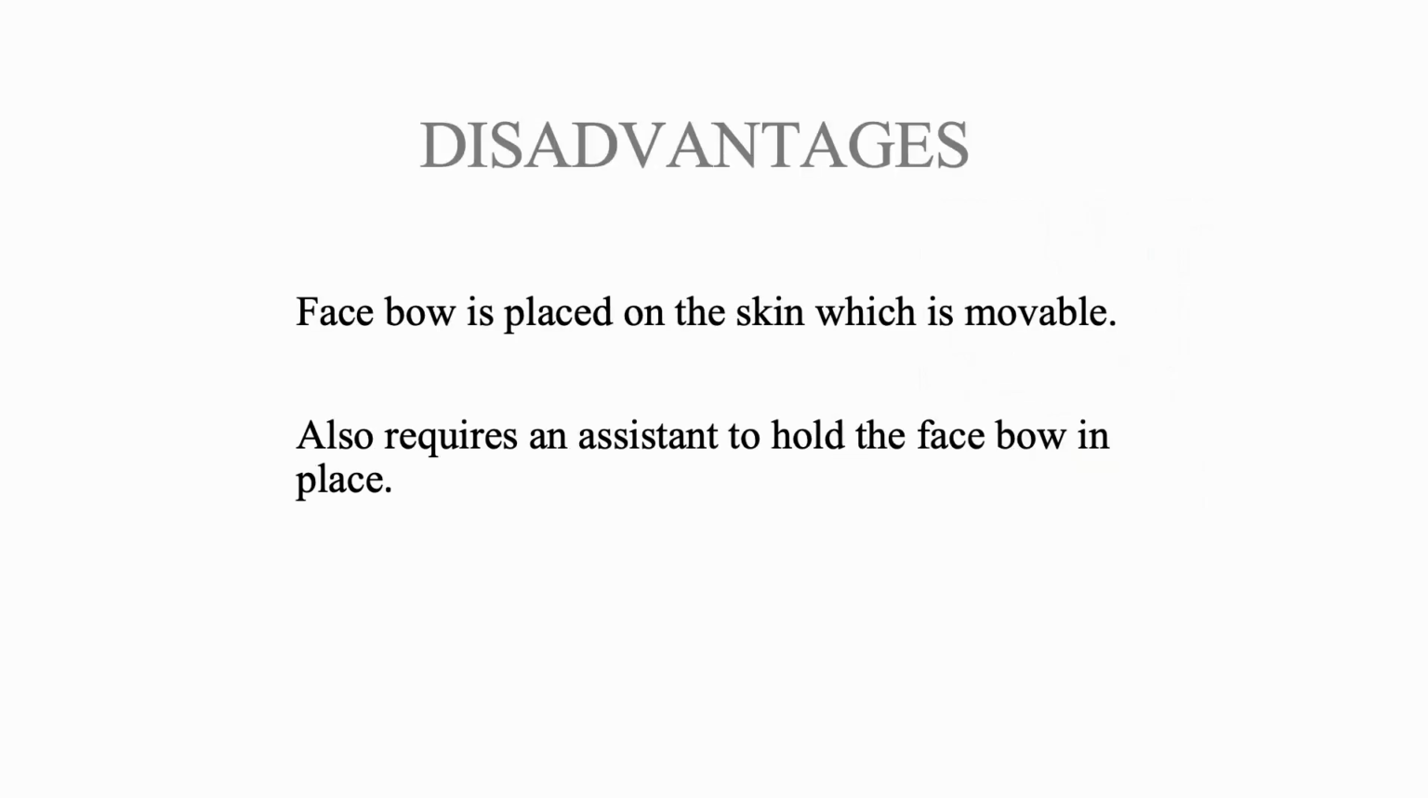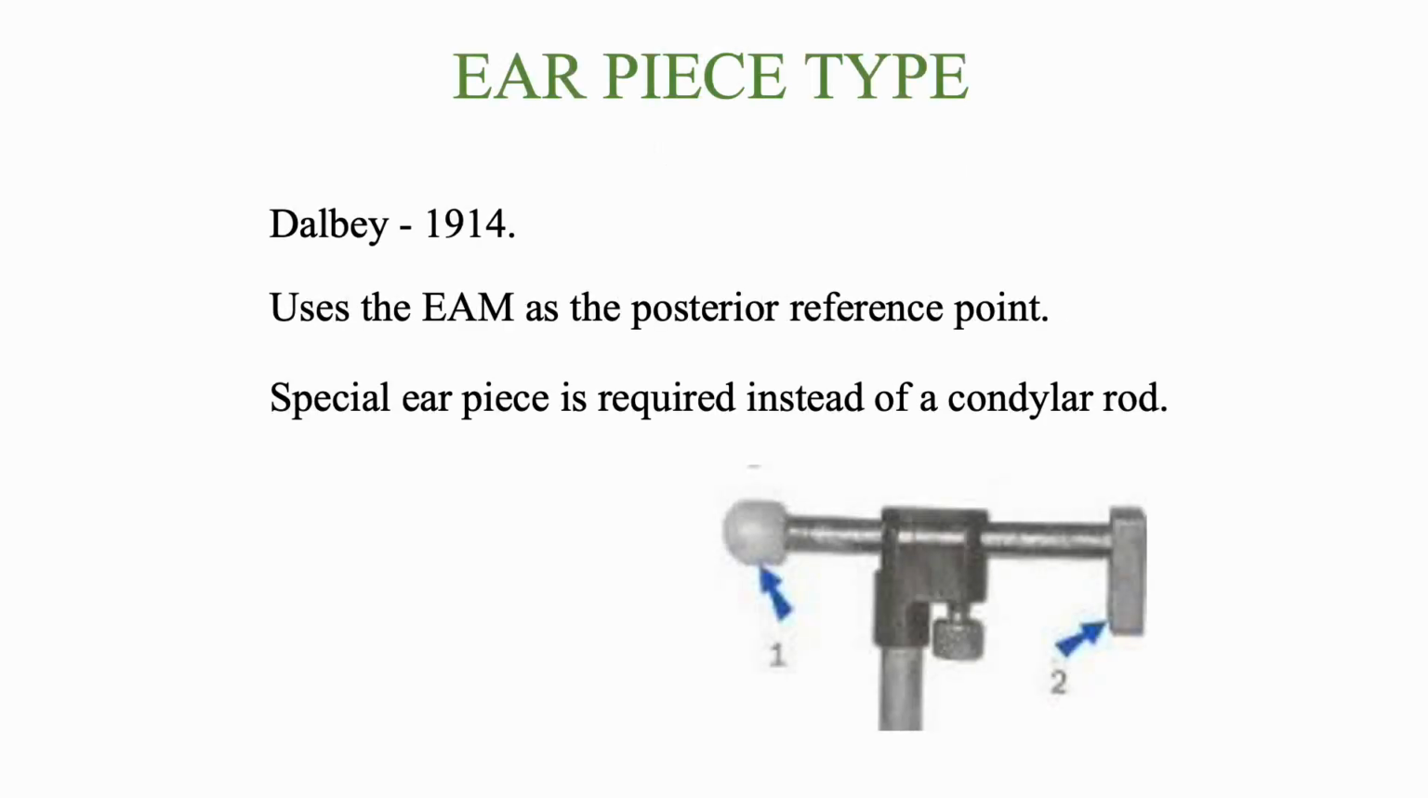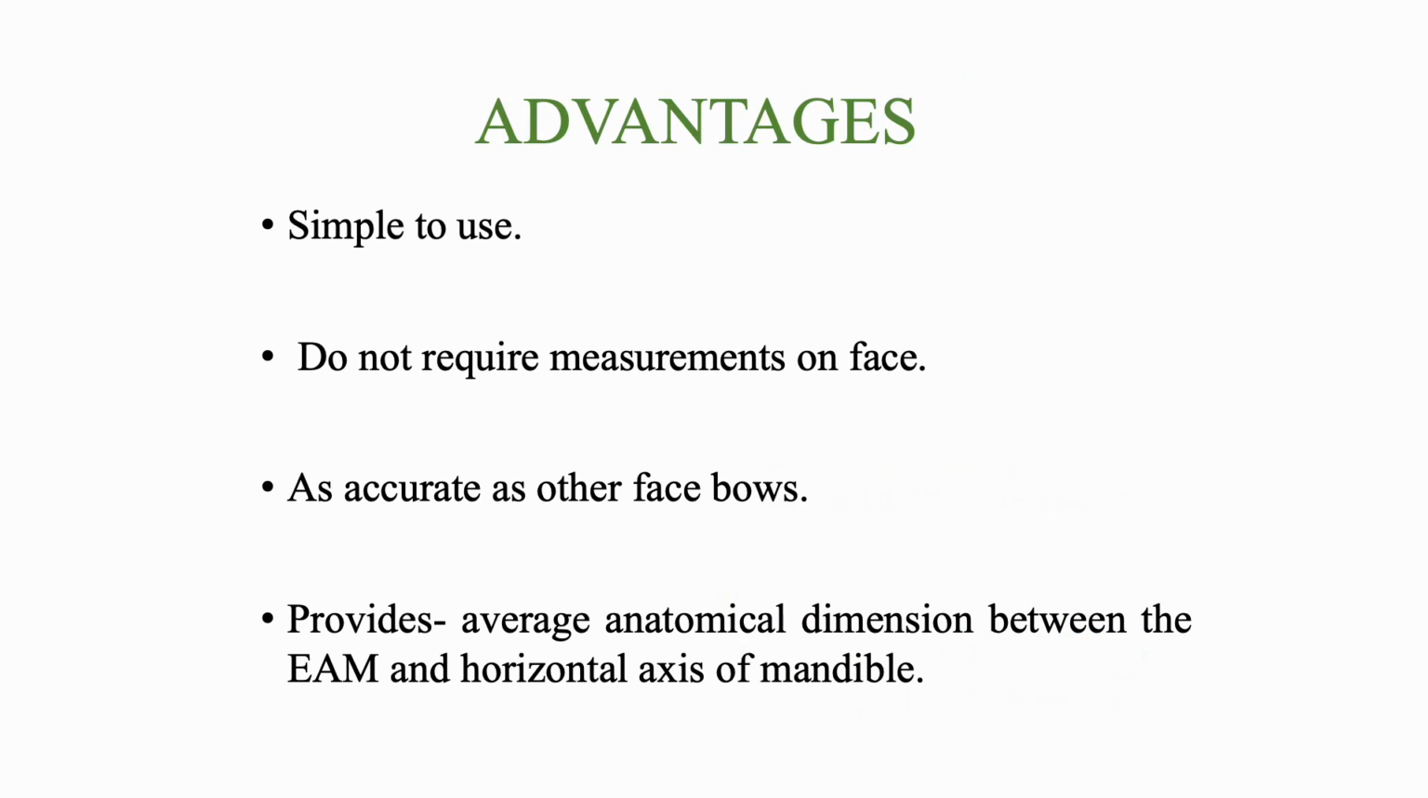The disadvantages are that this face bow is placed on the skin, which is movable, and also requires an assistant to hold the face bow in place. Earpiece face bow was first described by Gysi and uses the external auditory meatus as the posterior reference point. A special earpiece is required instead of the condylar element so that it can be comfortably seated inside the external auditory meatus. The advantages are it is simple to use, does not require any measurement on the face, it is as accurate as other types of face bow, and it provides the average anatomic dimension between the external auditory meatus and the horizontal axis of the mandible.